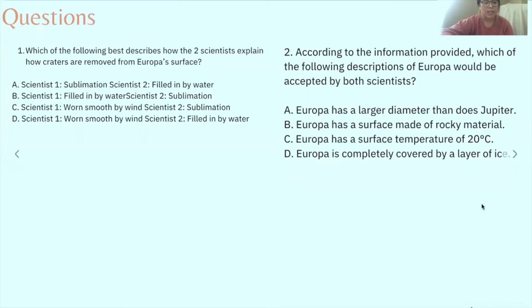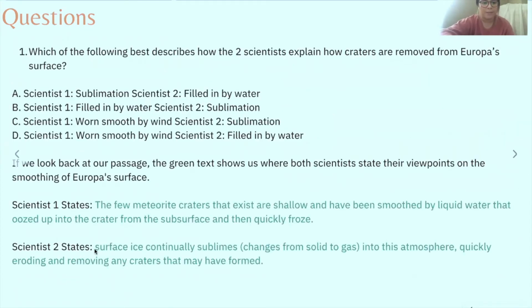Our questions are asking us, Number 1 says, which of the following best describes how the 2 scientists explain how craters are removed from Europa's surface? Question 2 is asking us, according to the information provided, which of the following descriptions of Europa would be accepted by both? If we focus on just question 1, it's asking us to look at a point of view from both of the scientists. We can find this information in the passage. So the key word right here is craters and their removal. We know that the whole passage is talking about Europa's surface. We know that the craters in this surface are a huge topic, but craters is going to be more specific because that's what this is specifically focusing on.